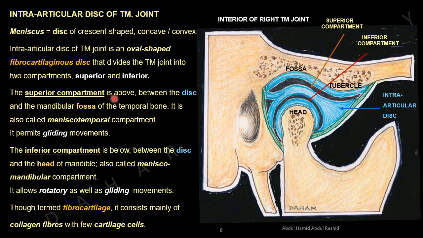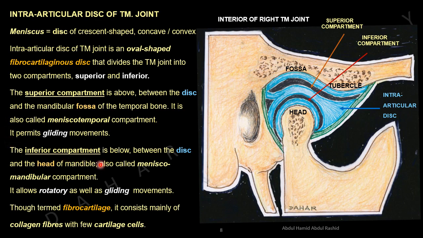The superior compartment is the one which is above the disc, that is between the disc and the mandibular fossa of the temporal bone. It is also called the menisco-temporal compartment, that is meniscus and the temporal bone. It permits gliding movements of the TM joints.